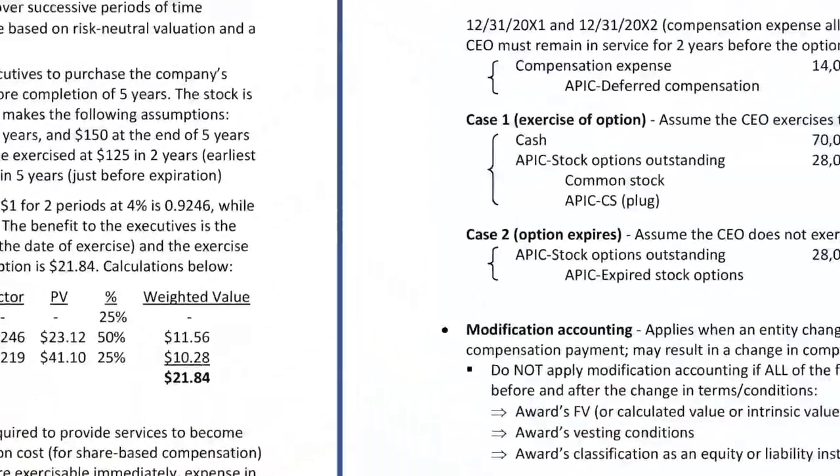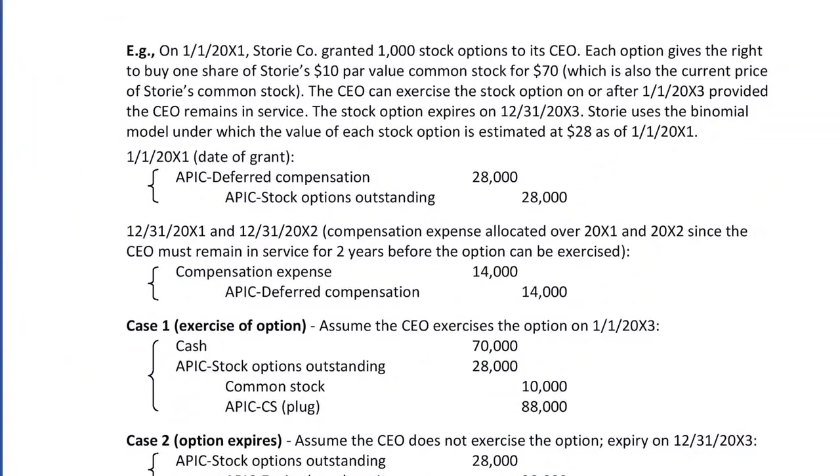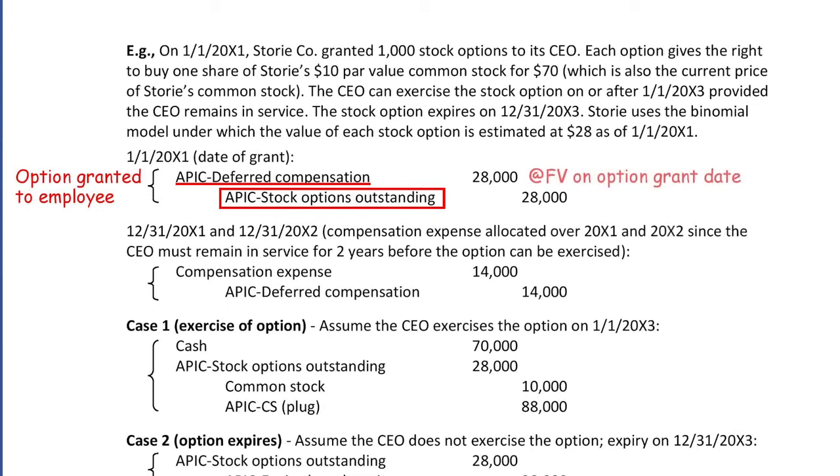Move on to page 29 where we're looking at the journal entries for recording stock options. Beside the first journal entry, write option granted to employee. Now in this case, the debit is underlined APIC deferred compensation and put a box around APIC stock options outstanding, which is the credit. And for this journal entry, we're going to use fair value on option grant date. Because this is a share-based payment classified as equity, we're going to use fair value at grant date.